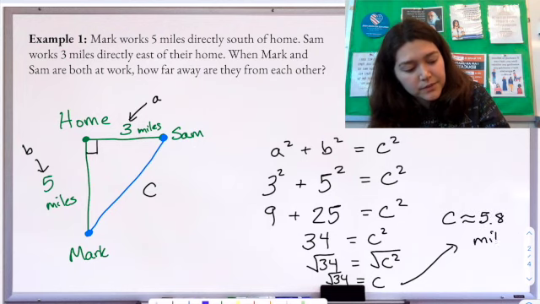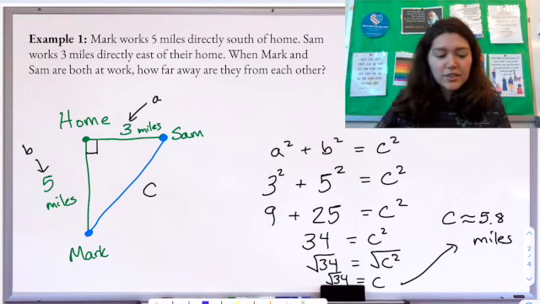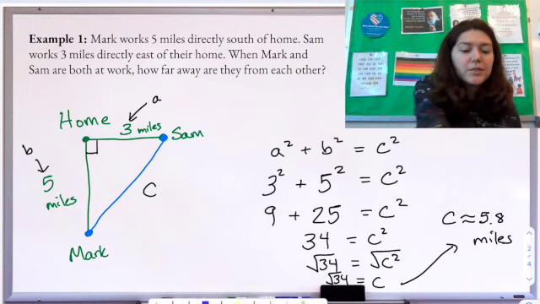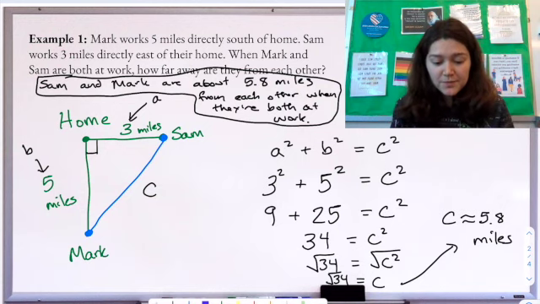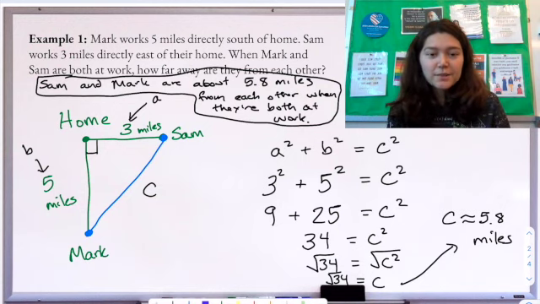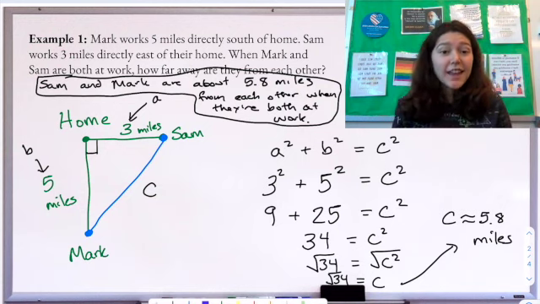Okay, since this is a word problem, it's always good to have a wrap-up conclusion sentence. So how far away are they from each other? Sam and Mark are about 5.8 miles from each other when they are both at work, or exactly the square root of 34 miles from each other. Great, so obviously that is less than the 8 miles, right? Because if we take that diagonal, that's going to be the shortest path.